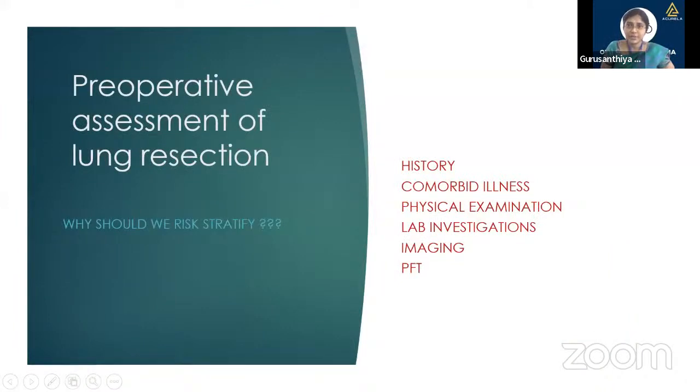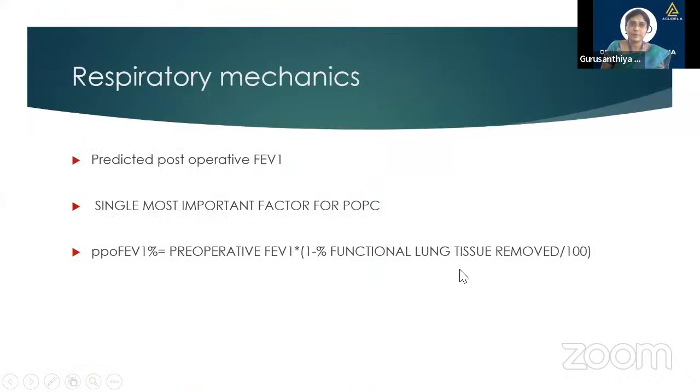Why should we risk stratify? It is to see which patients will develop postoperative pulmonary complications, who are the high risk patients, who will need postoperative elective ventilation, and so on. Any patient's preoperative assessment will look for history, comorbid illness, lab investigations, and the pulmonary function test. As far as we have seen, the single most important predictor for postoperative pulmonary complication is the predicted postoperative FEV1, which is preoperative FEV1 into 1 minus functional tissue removed divided by 100.